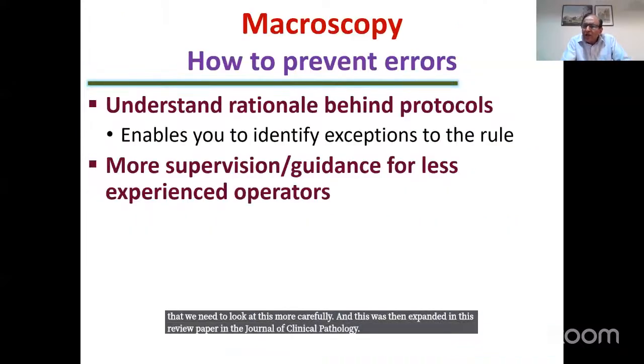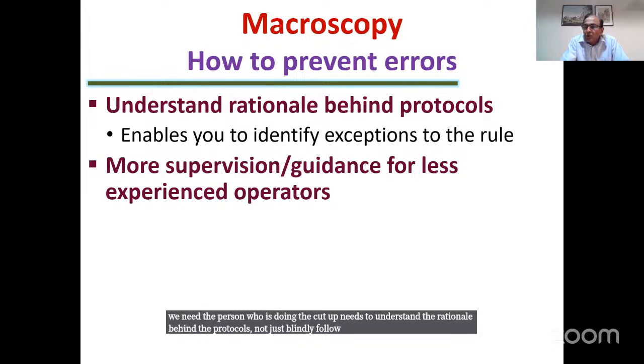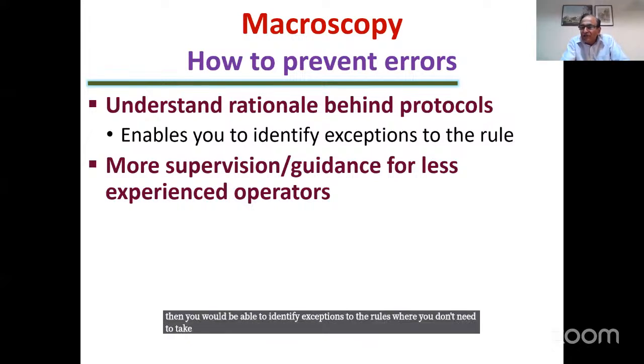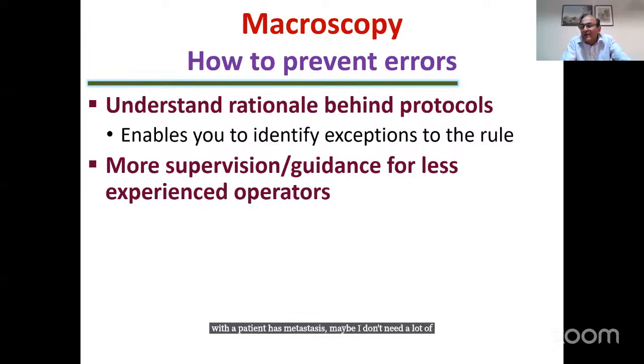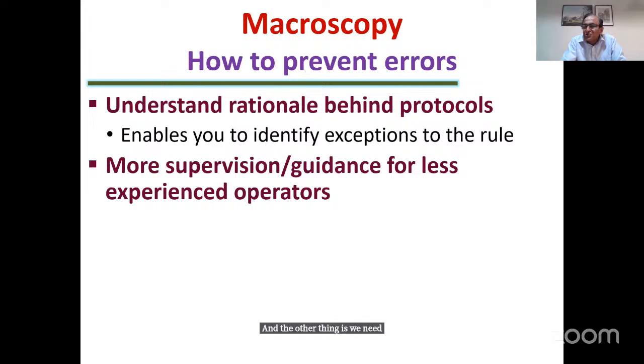Essentially, if you're going to prevent errors, the person who is doing the cut-up needs to understand the rationale behind the protocols, not just blindly follow the protocol. Because if you understand the rationale, then you would be able to identify exceptions to the rules where you don't need to take extra sections. If I've got an ovarian tumor and the patient has metastasis, maybe I don't need a lot of sections because I know the patient already has invasive disease, as she's got lymph node mets. And the other thing is we probably need more supervision and guidance for less experienced operators.